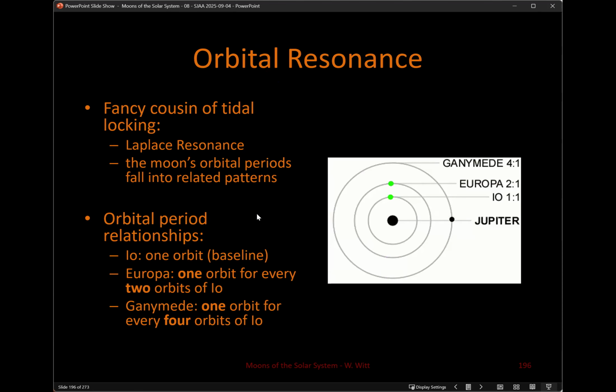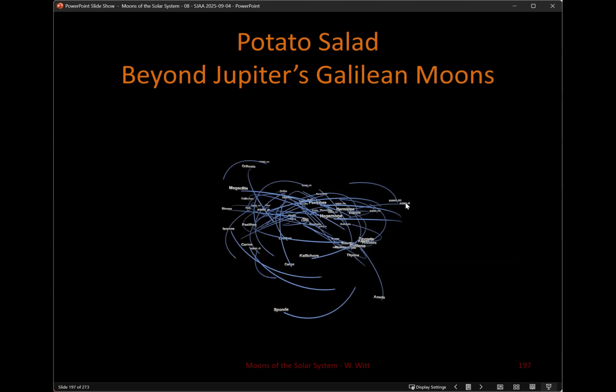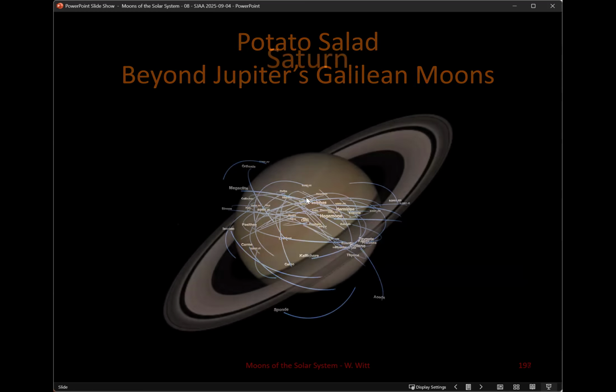And there's this idea of orbital resonance, which is kind of a fancy version of tidal locking. You have a situation where for every one orbit of Io, Europa goes around exactly twice, and Ganymede goes around exactly four times. And yeah, this is an interesting effect caused by gravity and tidal effects. And then we have all the potato salad, right? All the other space potatoes zipping around Jupiter, much farther out. So it's a big mess of space potatoes.